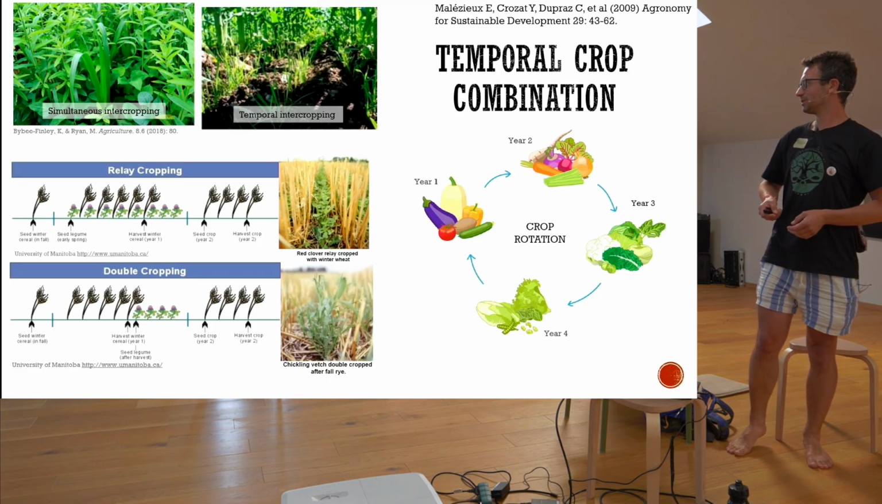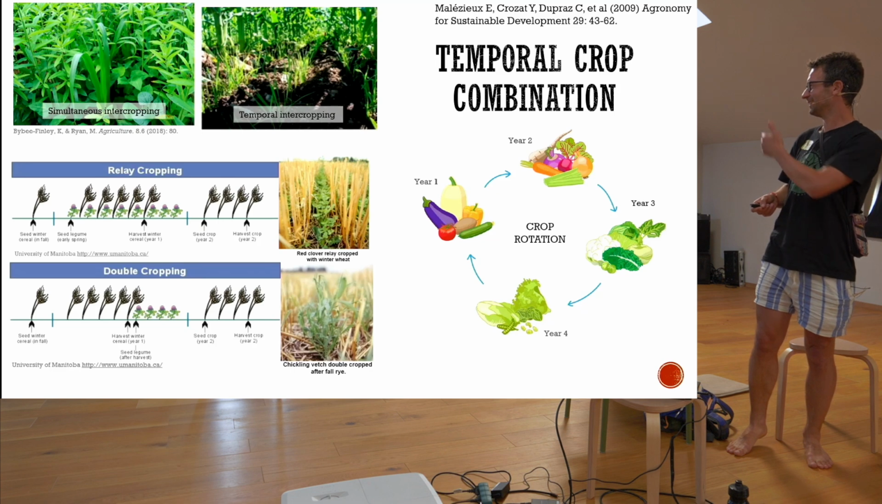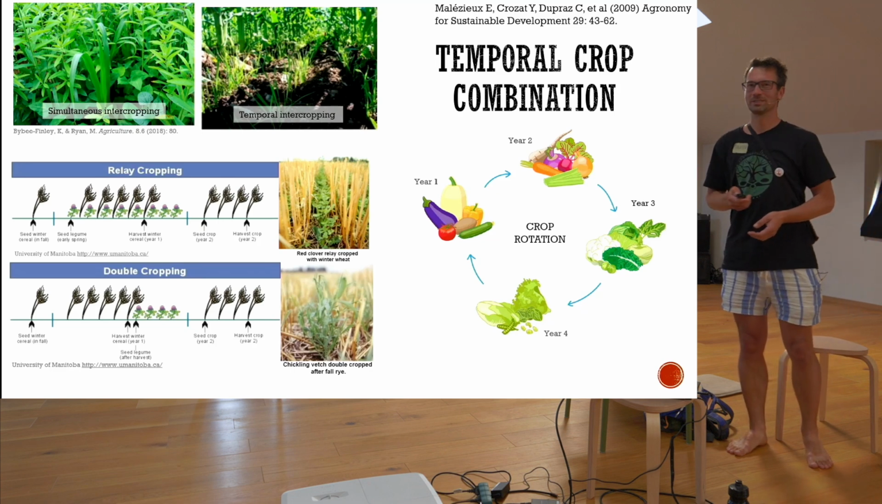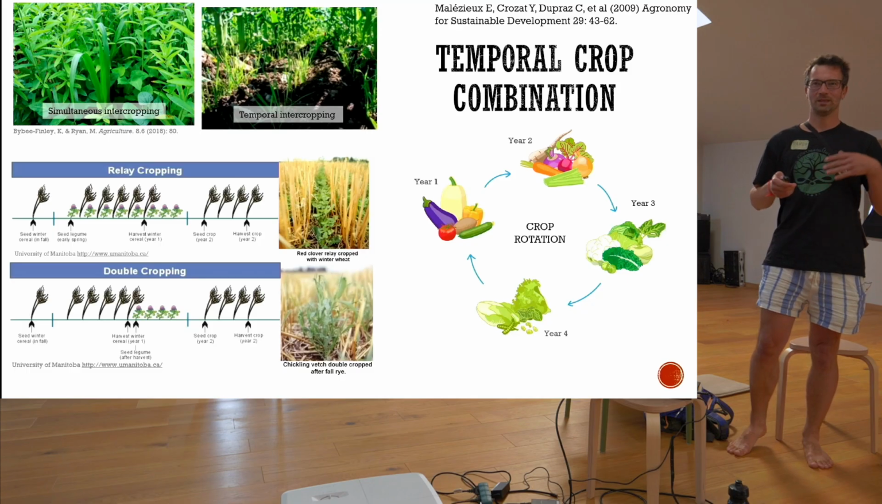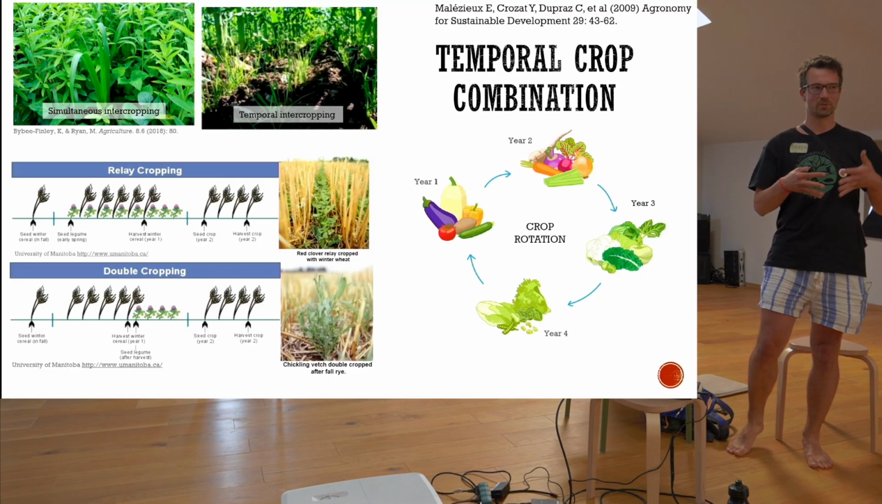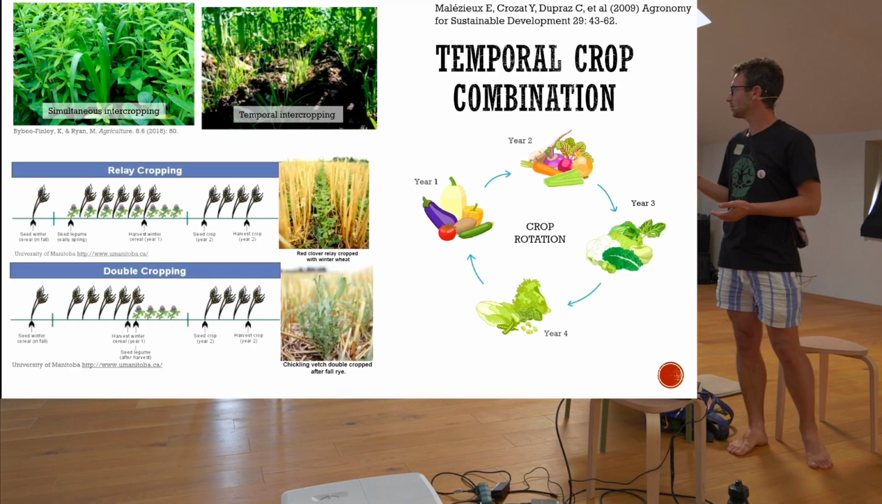If you don't want to think about this detail, you design crop rotation. That's the easiest way, but of course if you want to enable some interactions which require physical interaction between plants, for example phosphate mobilization, then you need to grow them together.